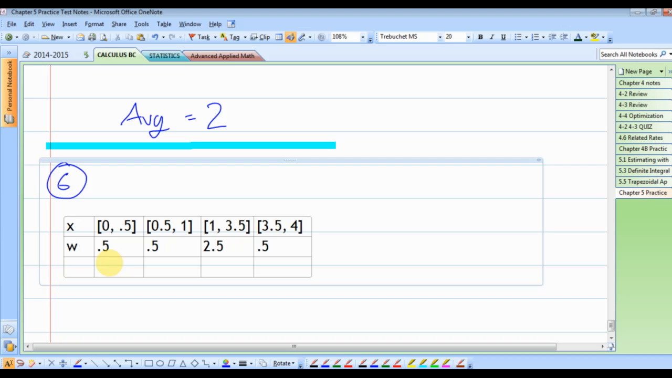Okay, the next thing is the height of the rectangle, which is going to be from the right side because it's a right rectangular method. So on the right side, at 0.5, the height is 2. At 1, the height is 2. At 3.5, the height is 8. Whoa. At 4, the height is 5.